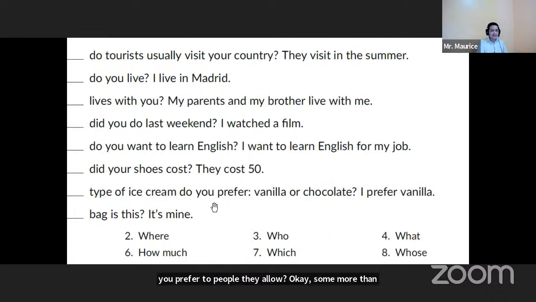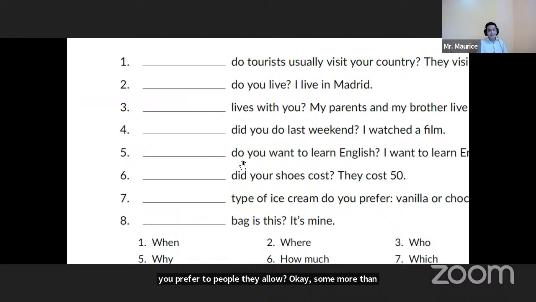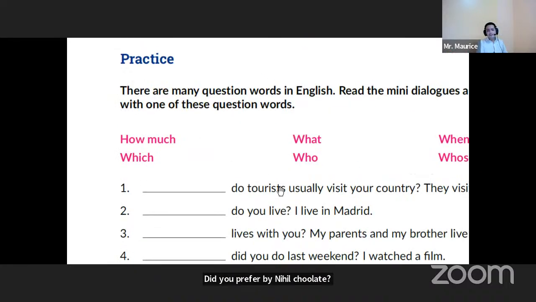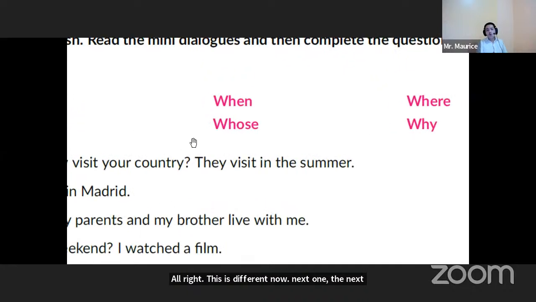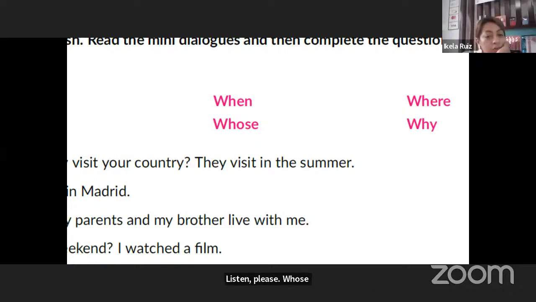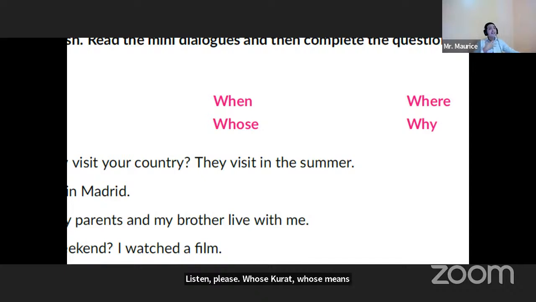¿Vainilla o chocolate? Alright? This is different. Now, next one. The next one is the word whose. Listen, please. Whose. Whose bag is? Correct. Whose means, en nuestro idioma, de quién. Aquí formulamos una pregunta, pues, para obtener información sobre el dueño o a quién le pertenece tal objeto. Whose. ¿De quién? Whose bag is this?